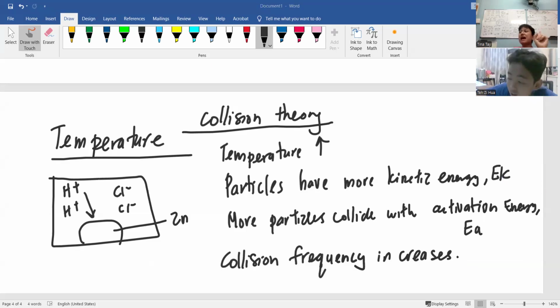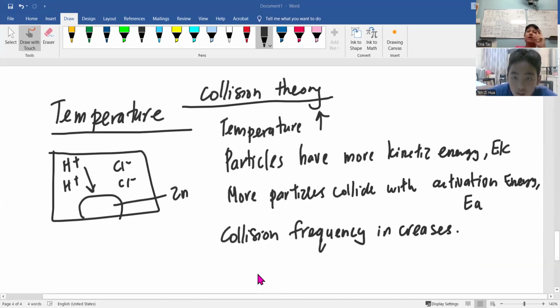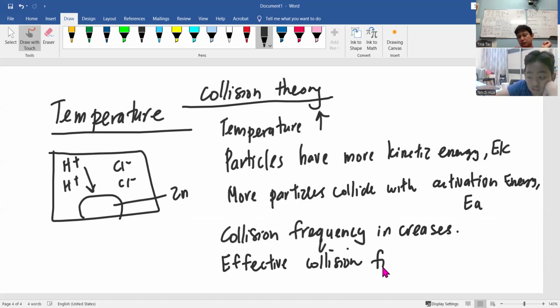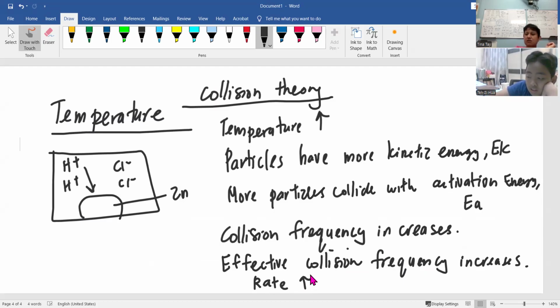Collision frequency means how often they collide with each other. Now, when they collide, sometimes there is a product, sometimes no product, because sometimes they collide without enough energy. When there is a product, it's called an effective collision. Effective collision means got product. So effective collision frequency also increases. So that's why the rate of reaction increases.